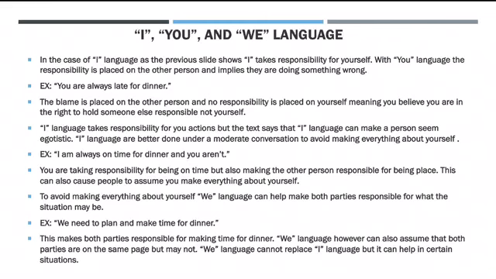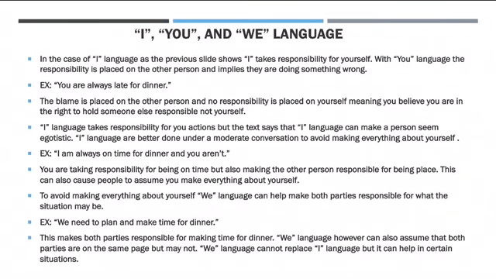To avoid using I language all the time, we language is a good strategy. To avoid making everything about yourself, we language can help both parties become responsible for whatever is being said in the situation or during a conversation. For example, "We need to plan and make time for dinner." This makes both parties responsible for making time for dinner, but we language can also assume that both parties are on the same page when they are not.